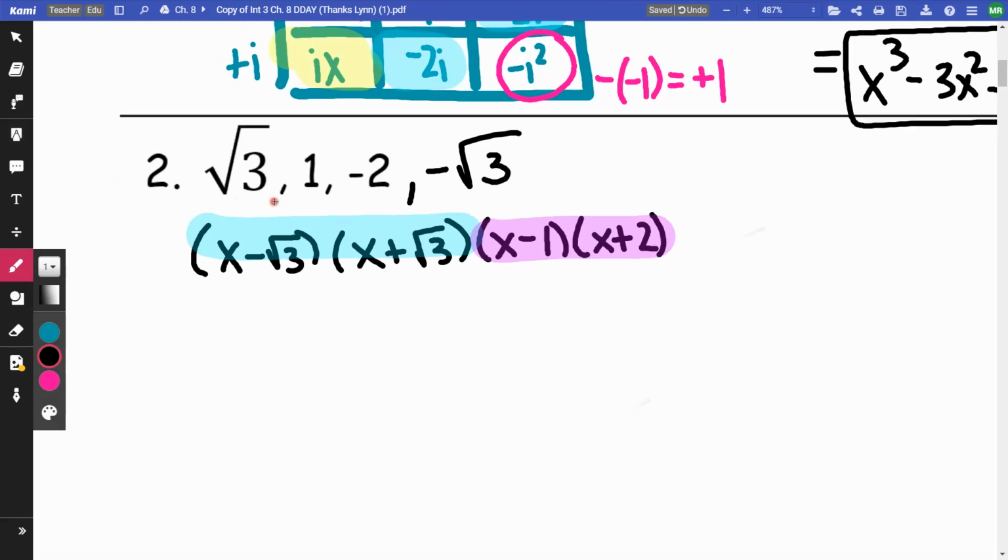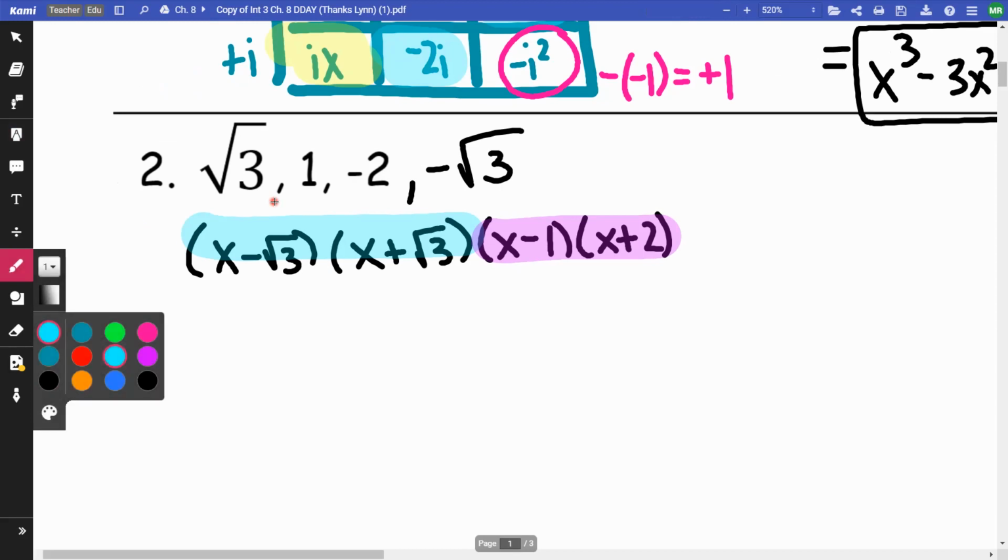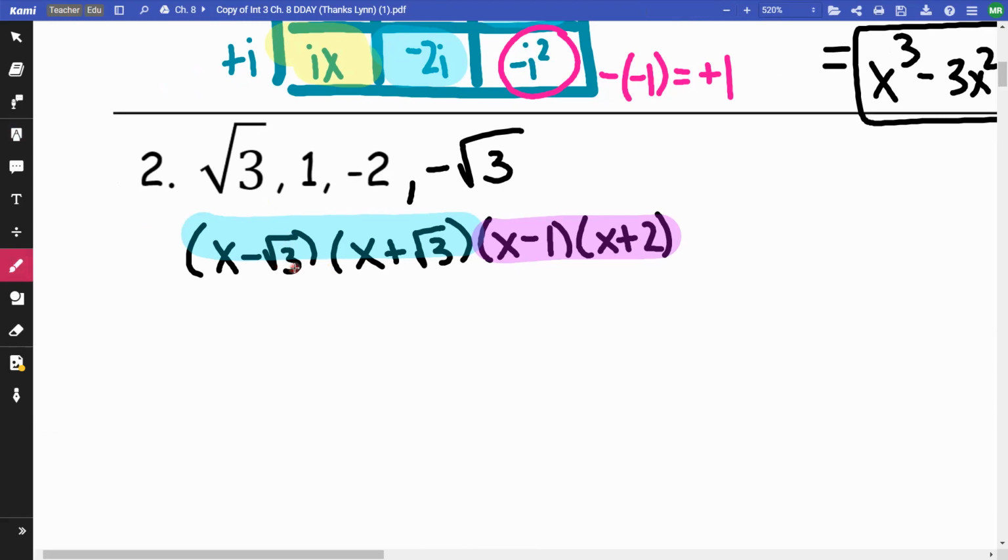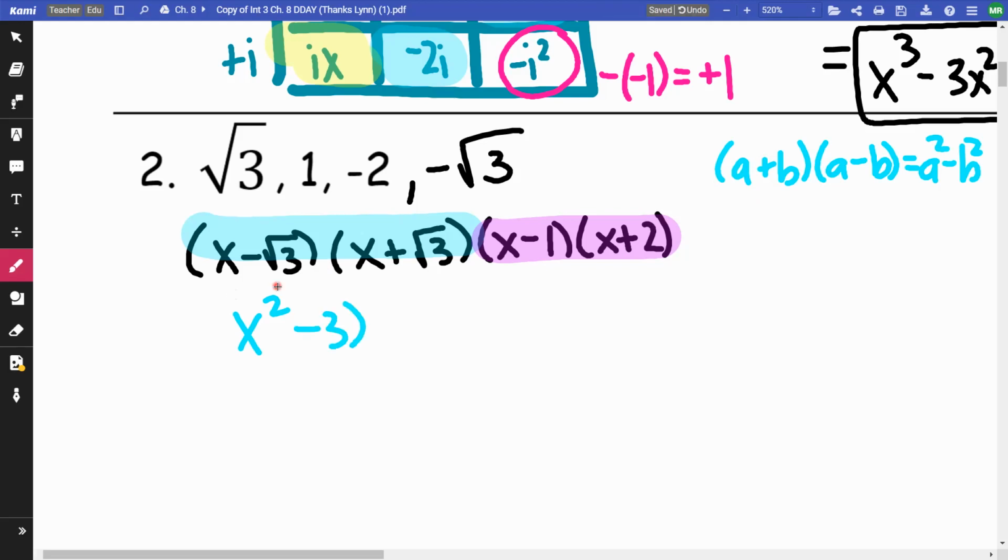So for the first one, this right here is really a difference of 2 squares. So just a little side note, if I was to have a plus b times a minus b, that is going to be a squared minus b squared, where I square the first term, I square the second term, and I put a minus in between. So if I square this, I get x squared. When I square my √3, I get a 3, and then I have a minus. That is what I get when I multiply x minus √3 times x plus √3. Again, this is a difference of 2 squares.